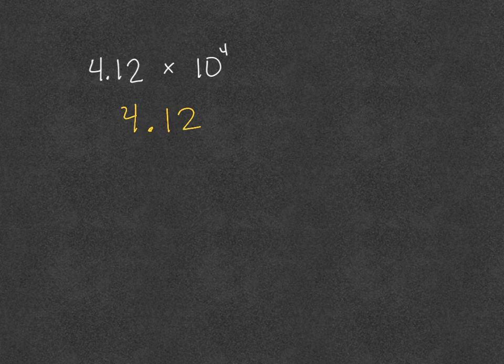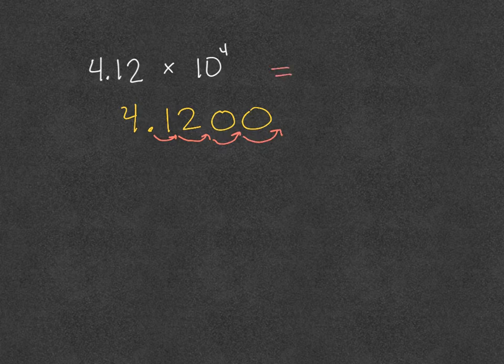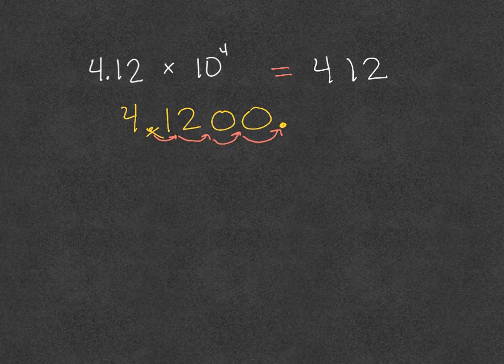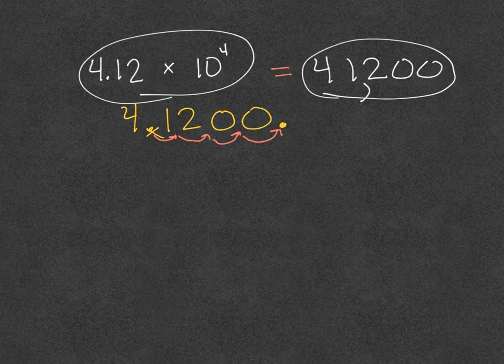So now it's going to go 1 spot, 2 spots. I need another spot. I need 2 more spots. 3 spots and 4 spots. And so what I find out is that this number is actually 41,200, put my commas, 41,200 is what this number really is in its standard form, and that's what it is in scientific notation.